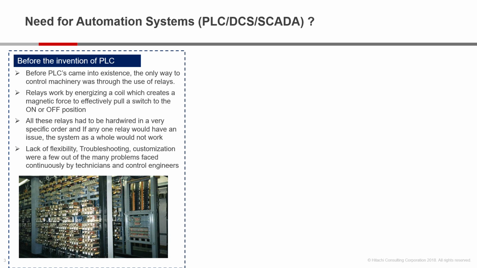Then troubleshooting again was an issue. There was a popular adage at this time, and it goes like this: 5 hours to find it, and then 5 minutes to fix it. It took a lot of time searching for the error or the problem in the circuit. Again, as I said, customization was a big issue. In order to change the process, you needed to rewire the entire circuit. Right. So these were the challenges which were being continuously faced by technicians and control engineers.